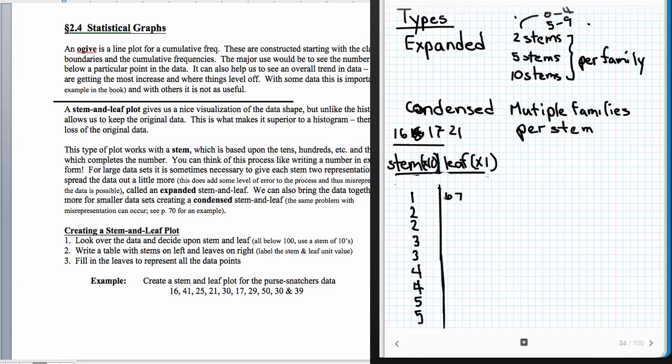1. And then our next one is 21, and then we have 25 and 29. Well, this is the only number in the 0 through 4 range. So we're going to put a 1 right under here underneath the 6. And then the 25 and the 29, those are in the 5 to 9 range, so they'll go in our second 2. So we're going to put a 5 in here and a 9 in here.